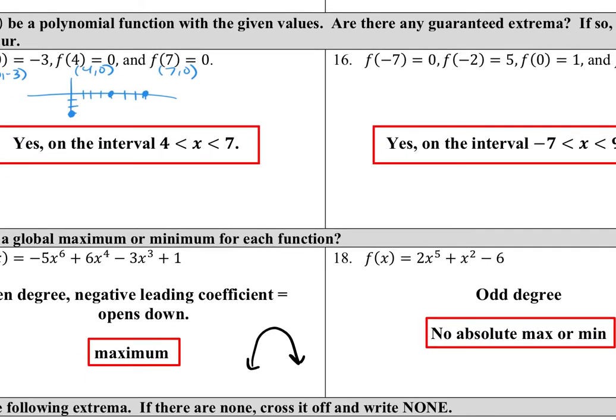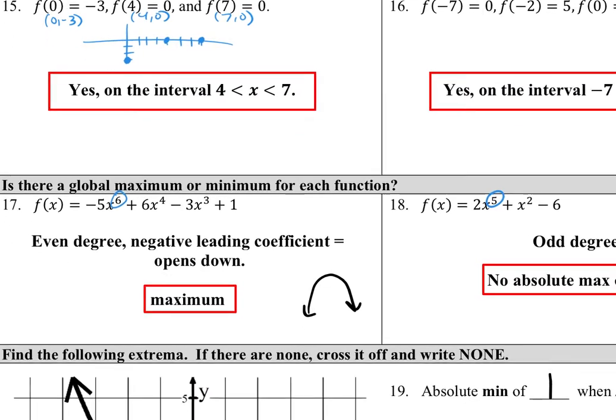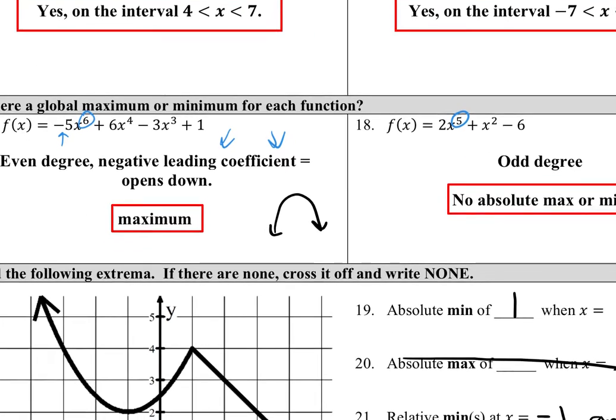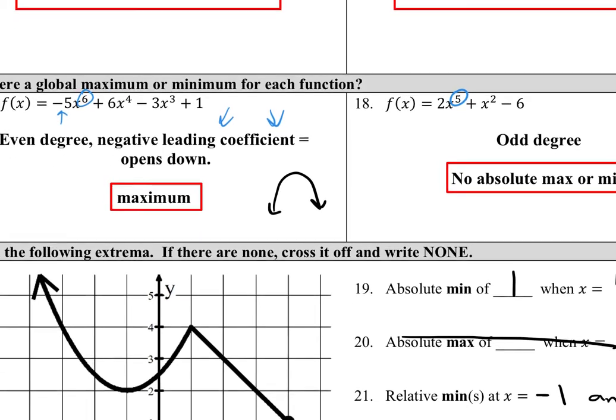17 is asking if it has a guaranteed max or min, or a global max or min. If my highest exponent is even, the answer is yes. If it is odd, the answer is no. If it's even, now we look at the leading coefficient to see if this is negative. Both arrows point down, which means there would be a maximum. If it was an even exponent with a positive on the front, now it would be both arrows pointing up, and then it would be a minimum. So this could say there's a global max, there's a global min, there's neither.